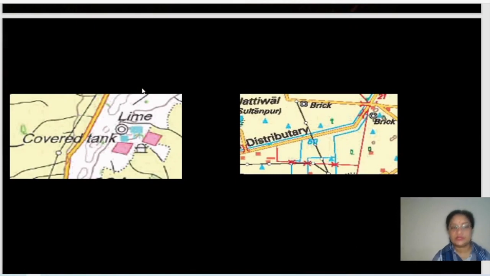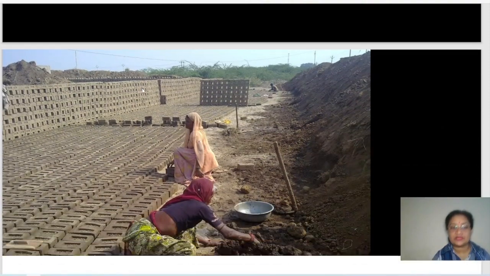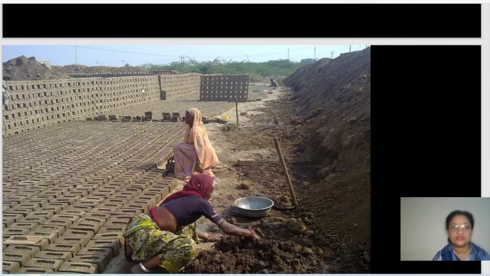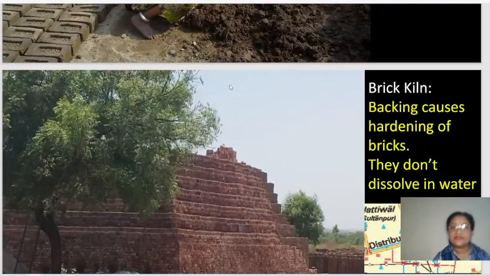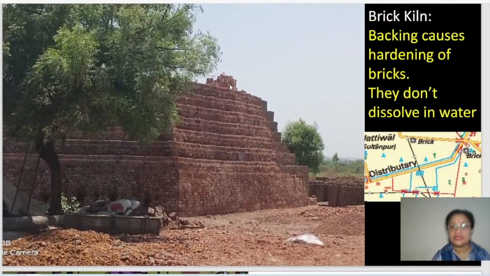Now come to the next terms: covered tank, then lime kiln, brick kiln. Now what actually are a lime kiln and a brick kiln? Generally you must have heard about the eat ke bhatte, a common thing. This type of work is done in those areas. Eat ke bhatte, beta, that is also called a brick kiln. In the same way, if it is done for limestone, that is called a lime kiln.